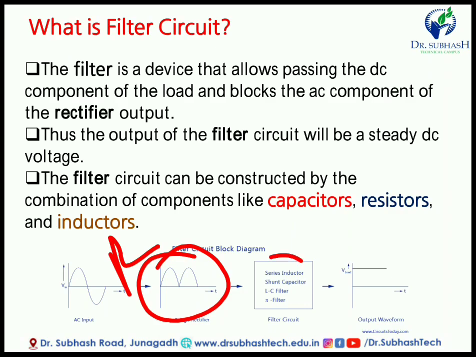Now we can use a filter between the rectifier output and the load, and then we can achieve pure DC. The basic types of filter circuit are the series inductor filter, shunt filter, LC filter, or pi filter, and using these circuits we can achieve pure DC.